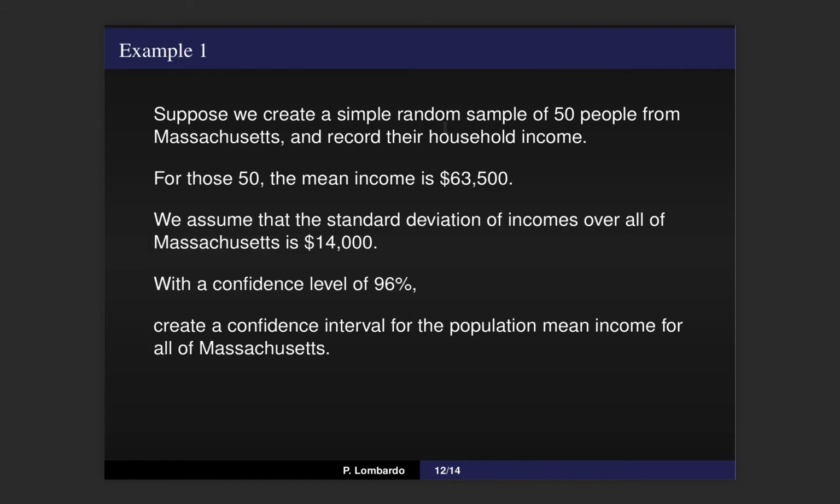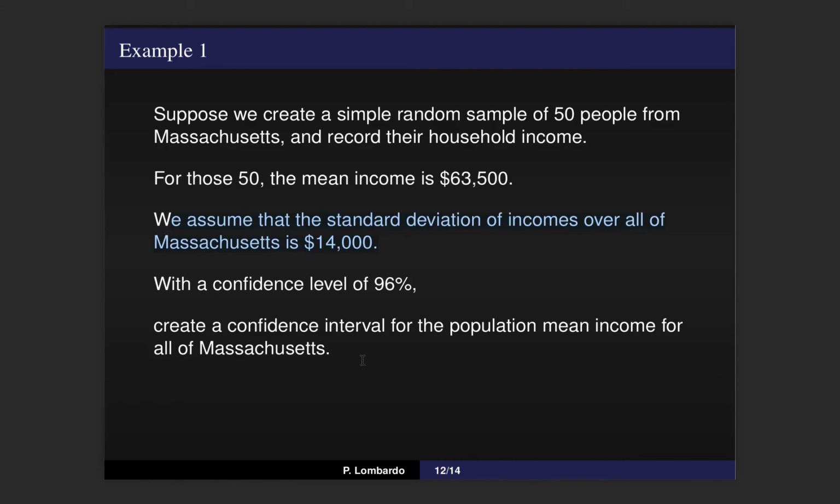Our first sentence: suppose we create a simple random sample of 50 people from Massachusetts and record their household income. This is telling me essentially my sample size. The second sentence: for those 50, the mean income is $63,500. This is giving me some information about my sample. It's the third sentence that we're going to use next.